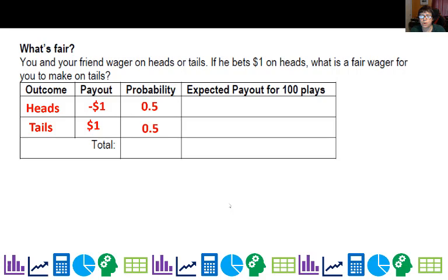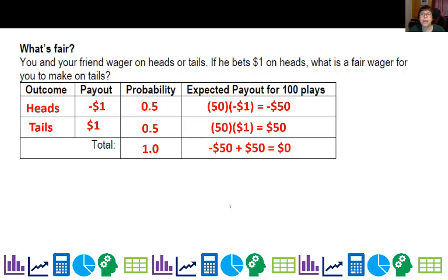Does that work out? We go ahead and multiply these two. So if we did 100 plays, we would expect you to lose $50, and we would expect you to win $50. So on average, we would expect you to come out even. So that would be fair. All right, so that's a very easy example with heads and tails.